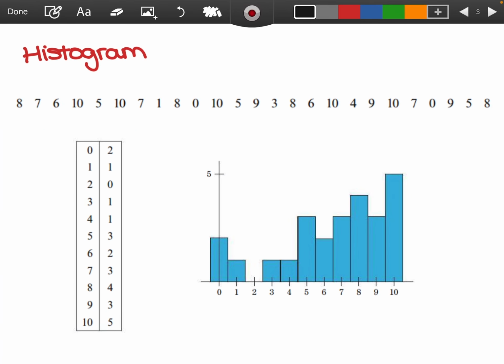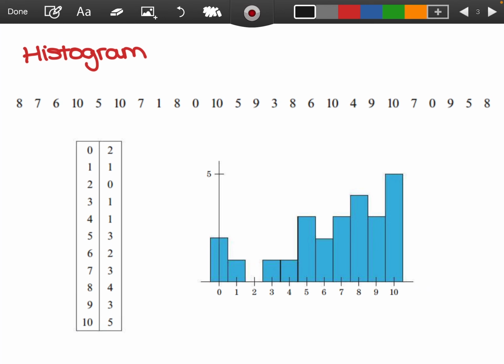Now with histograms, everything is in numerical data. You will be given a list of numbers. So in this case, we're looking at quiz scores. There's 25 students and they've all taken a quiz, and this is their quiz score.